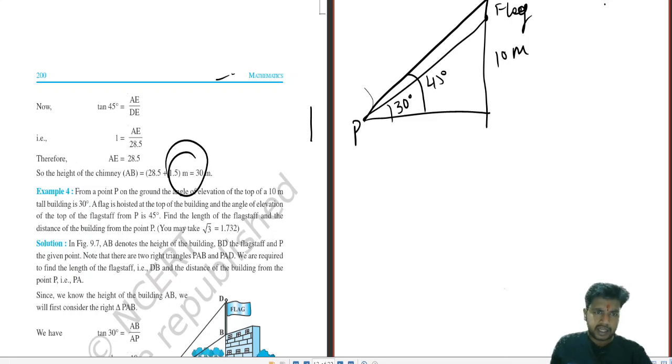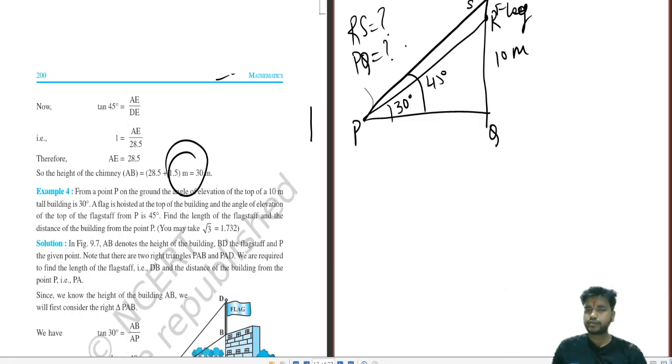Okay. Where is the question? Yeah. Find the length of the flagstaff and the distance of the building from the point P. Means we have to find this. First, we will take this as P, Q, R, and this will be S. So what do we have to find? Find the length of the flagstaff means we have to find RS. RS is to be evaluated, and the distance of the building from the point P means PQ. We have to find the two values PQ and RS. Okay, so PQ and RS are to be evaluated by us.